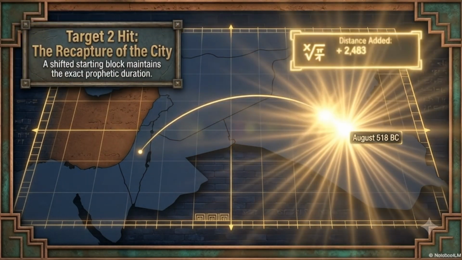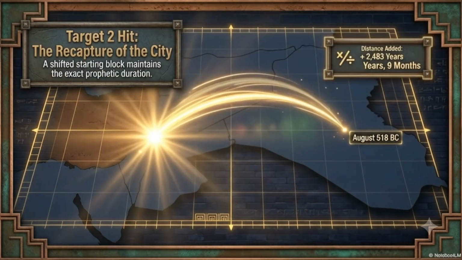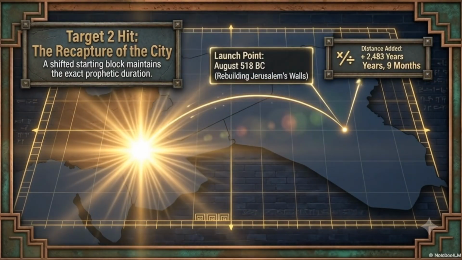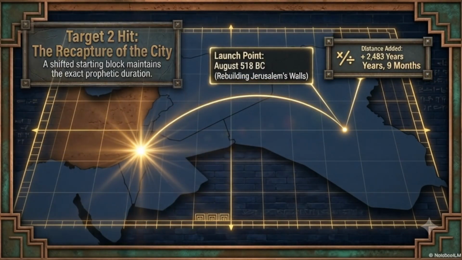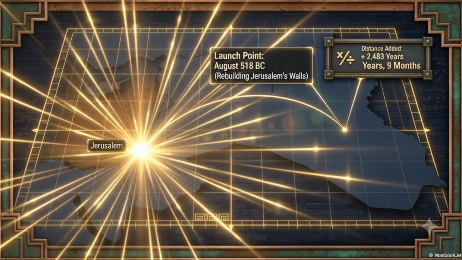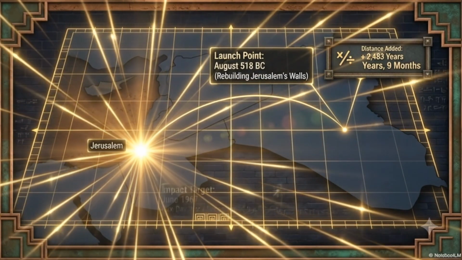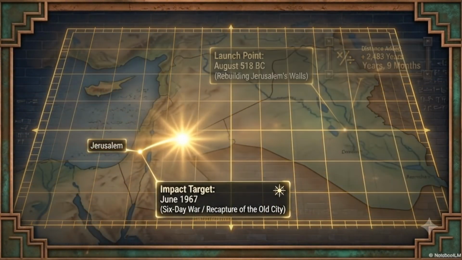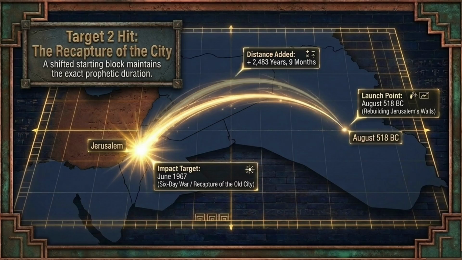So they apply the exact same mathematical master key. They take the new starting point of August 518 BC, and they add the exact same punishment duration. 2,483 solar years and 9 months. Exactly. The math shifts the destination forward in time. Where does it land? It lands squarely in 1967, the exact year of the Six-Day War. Unbelievable. The war where Israeli forces captured the Old City and the Temple Mount, bringing the entirety of Jerusalem under Jewish control for the first time in millennia.